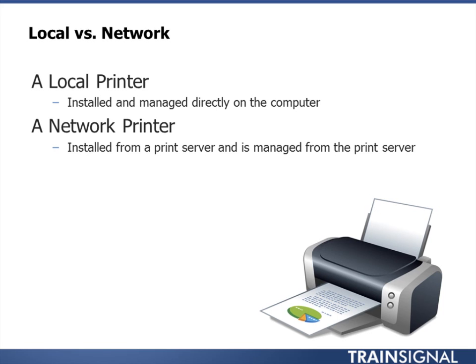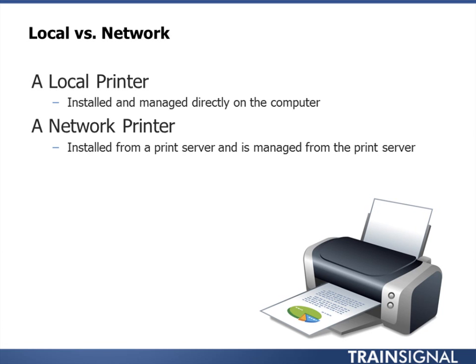Whereas a network printer is one that you are installing from something called a print server. The print server will actually have the printers installed locally and then share access to those printers with other computers. Those other computers will then access them as a network printer. Even though it'll show up as a printer on the individual computer, it's actually being managed out on the print server, so all the print jobs are being sent to the print server.